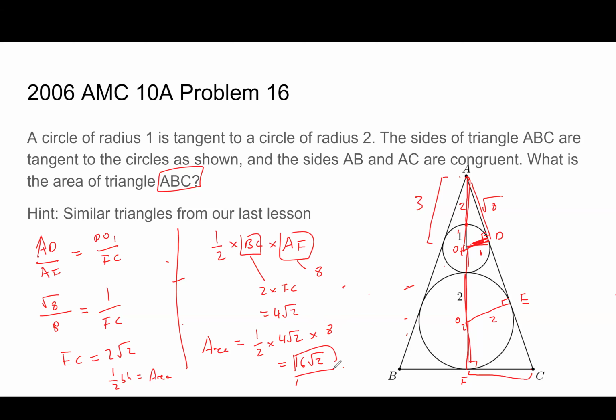Yeah, and that's saying that AF is equal to 8, yeah. So that's how you would get the area, by finding FC first and then AF and using the triangle formula. So does anyone have any questions right now? Any questions?